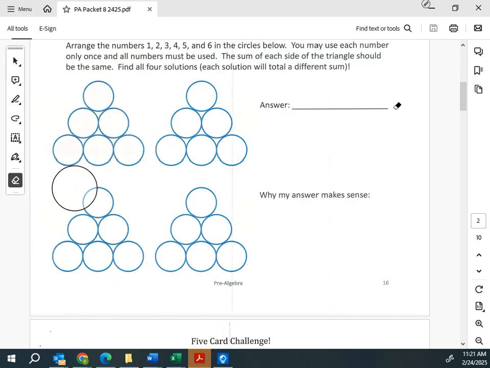On the next page is our 5-card challenge. We know how to do those.